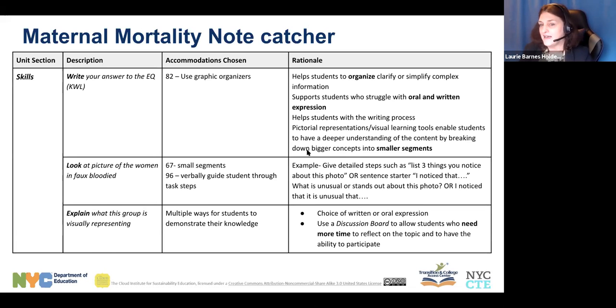I noticed that. Or even ask them what's unusual or stands out about this photo, or even, I noticed that it is unusual that. Just having those little sentence starters builds up the students' confidence a little bit and they know exactly what the task is. And then when we're asking the student to explain what this group is visually representing, we want to give the student multiple ways to demonstrate their knowledge. So we can give them a choice of either writing it or oral expression.